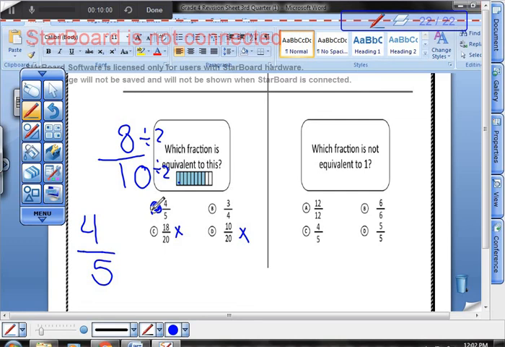Here we have which fraction is not equivalent to 1. Okay, which is not equivalent to 1. We have 12 out of 12, 6 out of 6, 4 out of 5, 5 out of 5. So all of them equal 1 except, yes, C. 4 out of 5 is less than 1, which is not equal to 1.